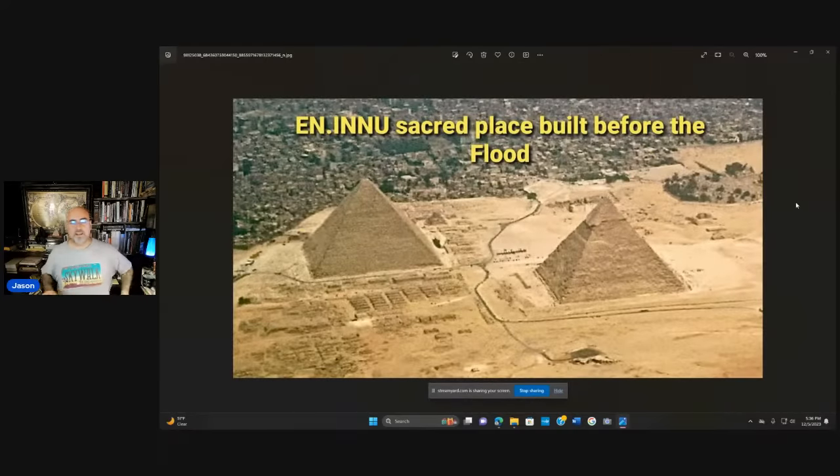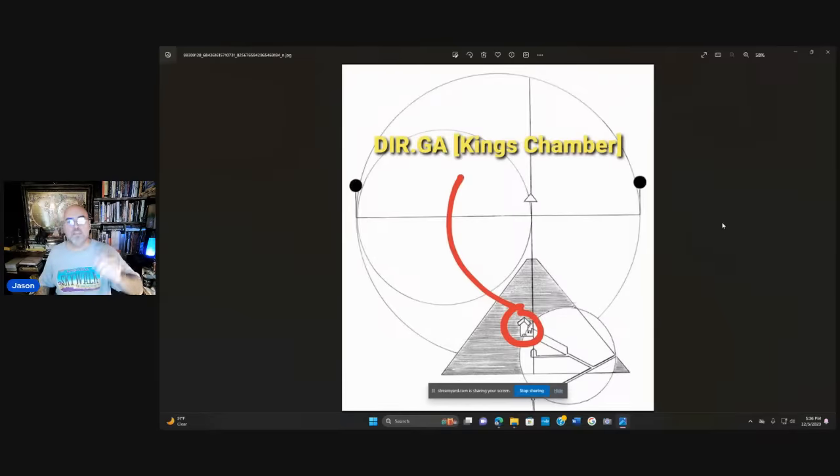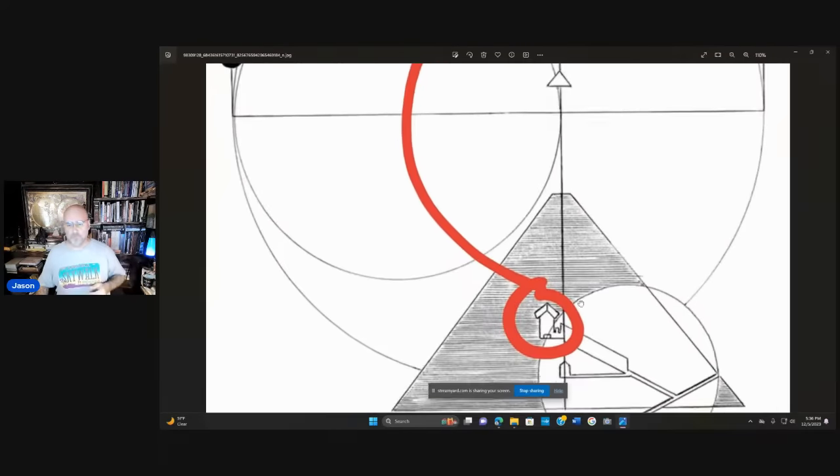This is Sumerian. Enu is the sacred place built before the flood. This is in the Sumerian text. This is what it's referring to. Giza, in the Sumerian text, inside Mount Sumeru, is the Durga. The Durga is the king's chamber. It's right here.